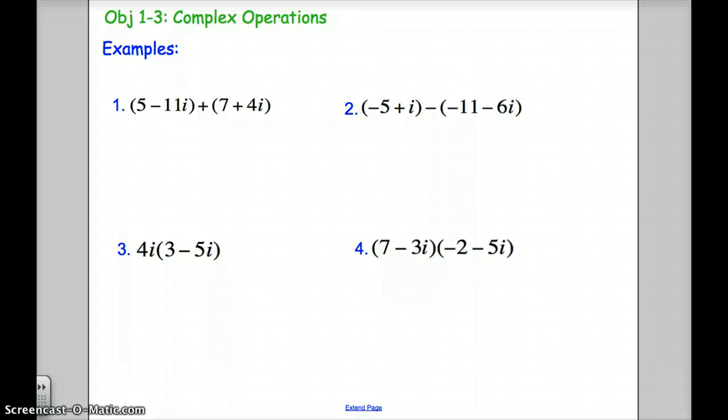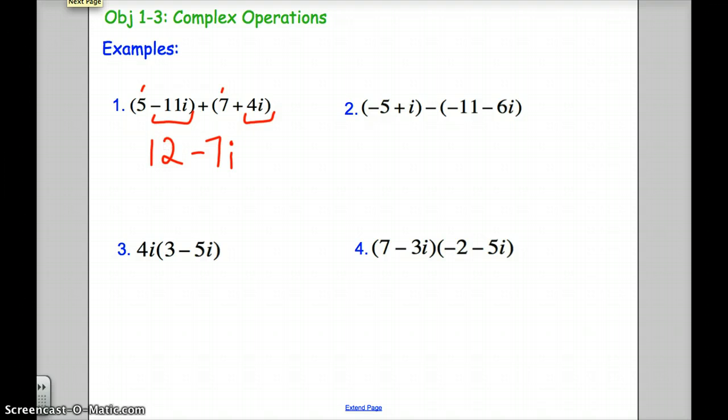So let's take a look at our first example on how to perform some of these operations. So complex operations, let's see, we are adding 5 minus 11i plus 7 plus 4i. So we're simply going to add like terms. You think of the i as an x, those two are like terms, so together they make a -7i. 5 and 7 go together and we get 12. This is written in standard form and we're done with this problem.